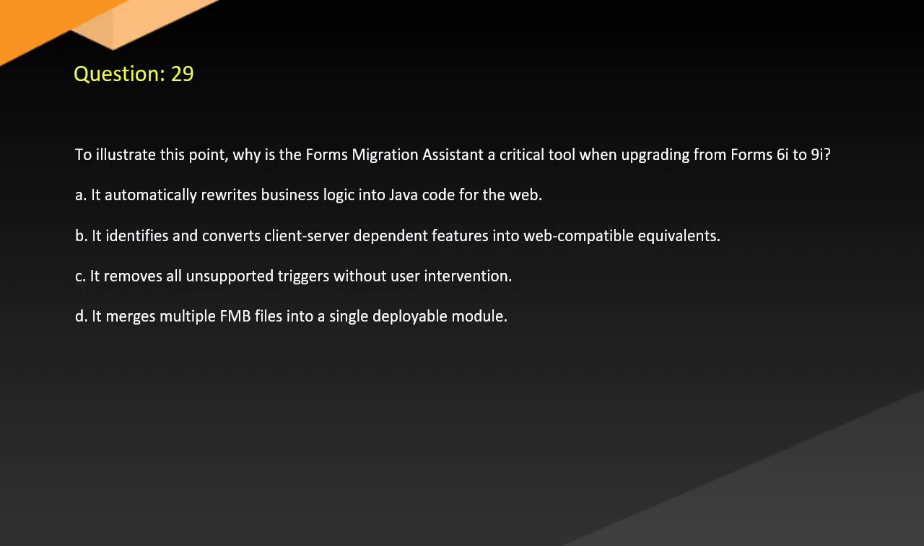Question 29. To illustrate this point, why is the Forms Migration Assistant a critical tool when upgrading from Forms 6i to 9i? A. It automatically rewrites business logic into Java code for the web. B. It identifies and converts client-server dependent features into web-compatible equivalents. C. It removes all unsupported triggers without user intervention. D. It merges multiple FMB files into a single deployable module.